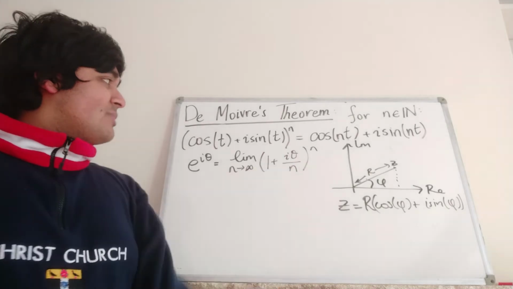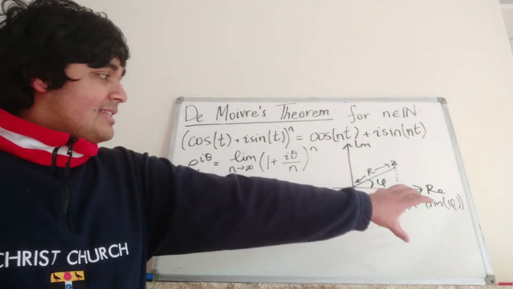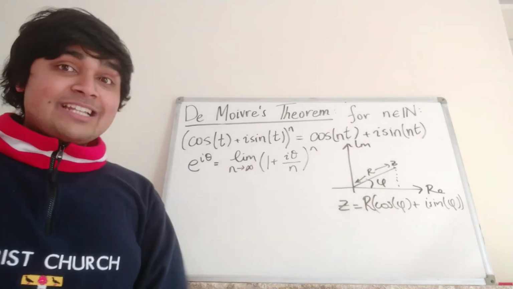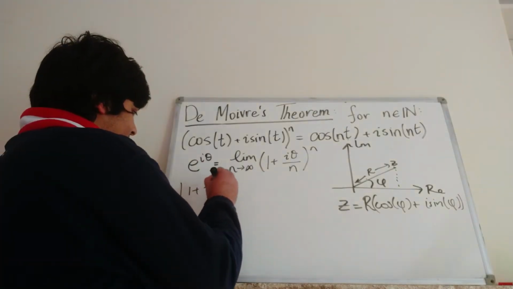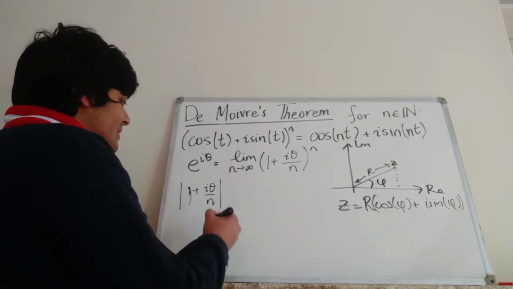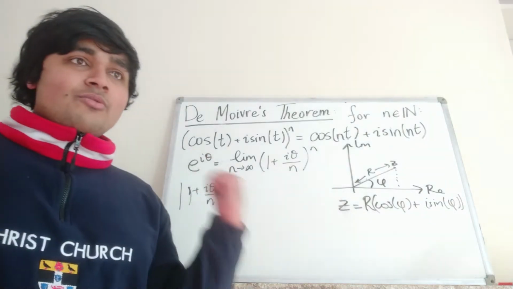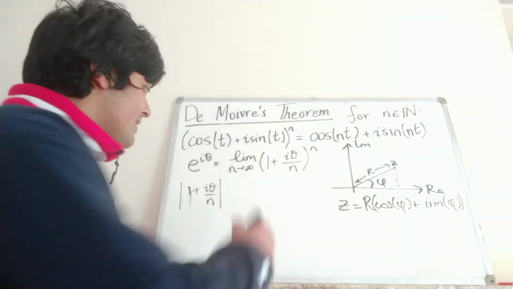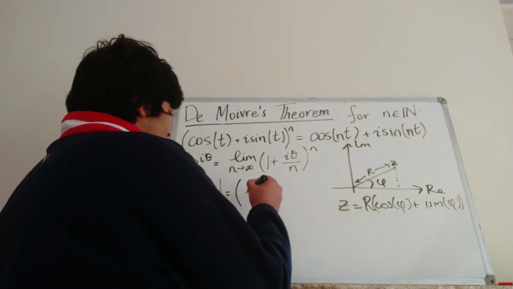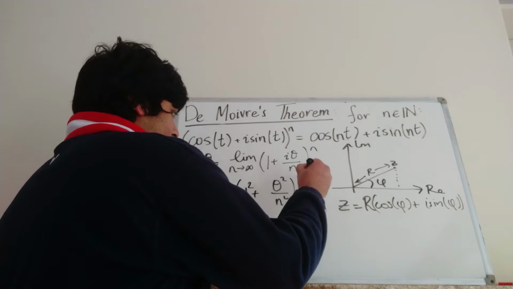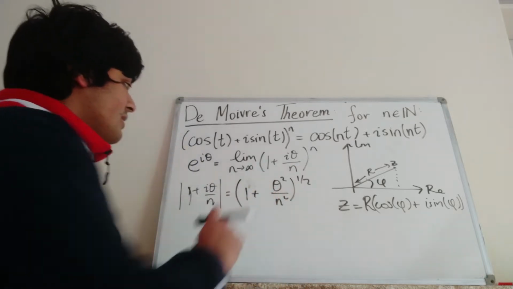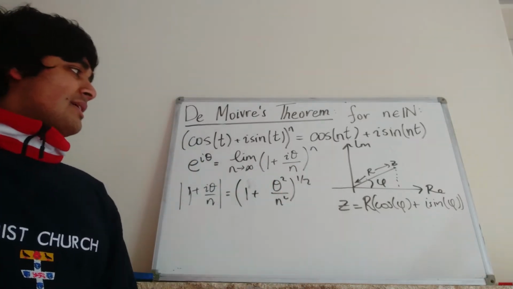What we're going to do is express 1 plus i theta over n in this form here. So firstly, let's work out the magnitude of 1 plus i theta over n. That's not too difficult. The magnitude of this complex number is just the square root of its real part squared plus its imaginary part squared. So this is equal to the square root of 1 squared plus theta squared over n squared. Of course, 1 squared is just 1, so it's the square root of 1 plus theta squared over n squared.